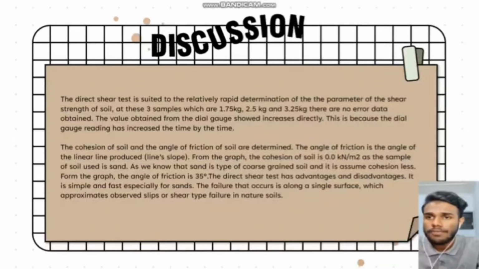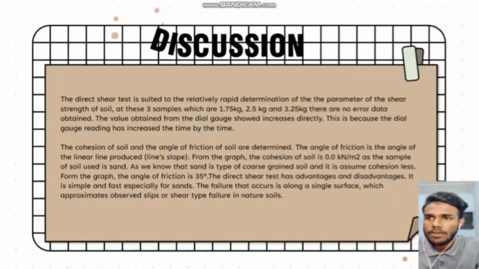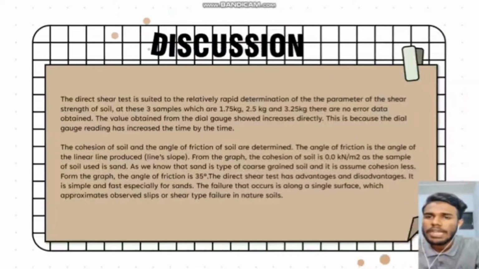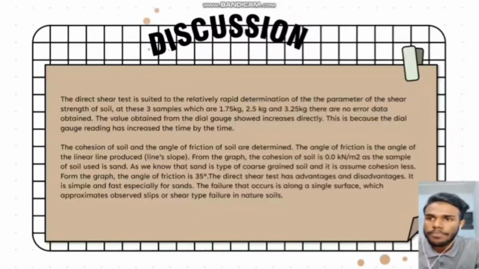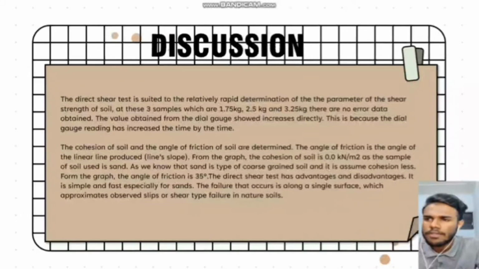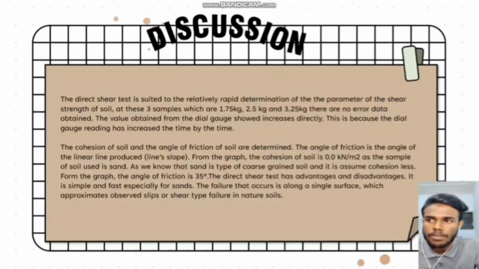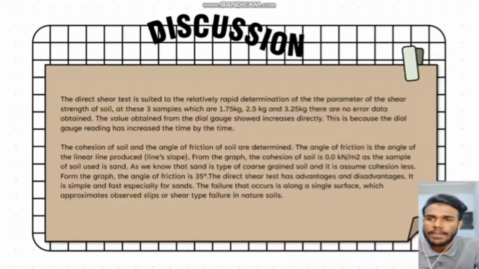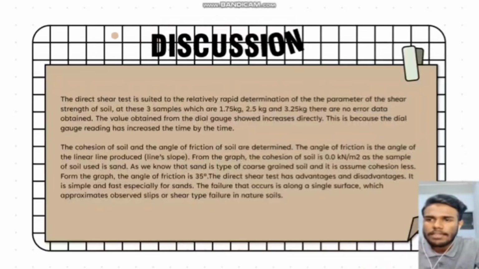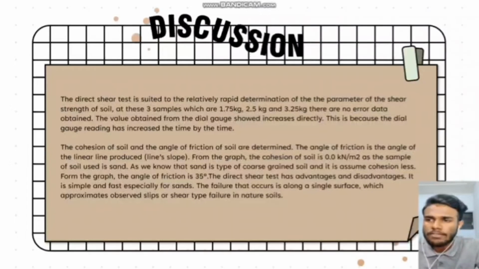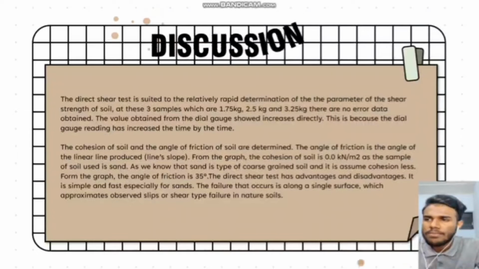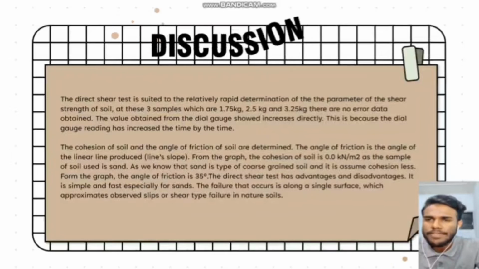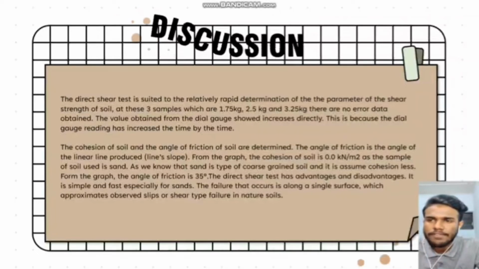The cohesion of soil and the angle of friction of the soil are determined. The angle of friction is the angle of the linear line produced, the line slope. From the graph, the cohesion of the soil is 0.0 kN/m² as the sample of soil used is sand. As we know, sand is a type of coarse-grained soil and it is assumed cohesionless. From the graph, the angle of friction is 35 degrees.